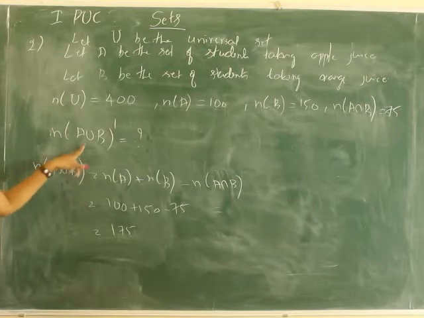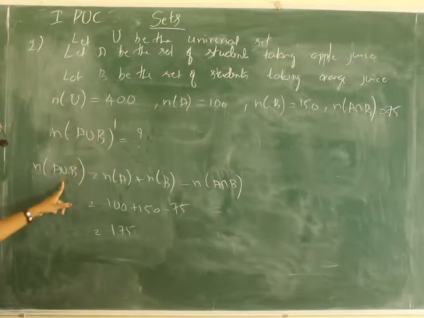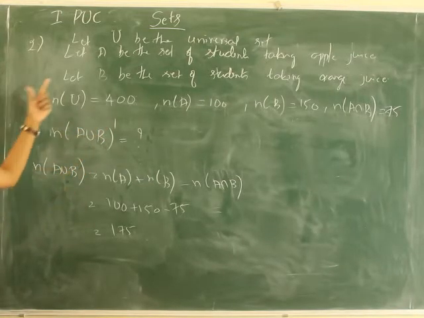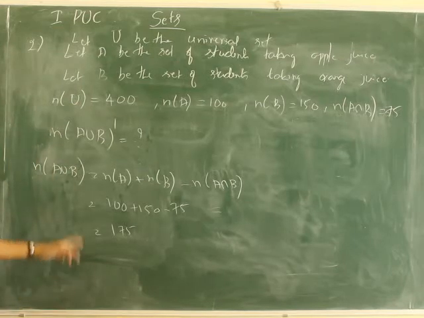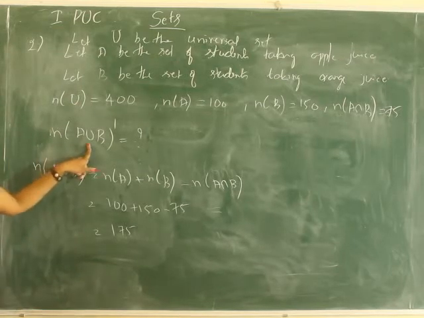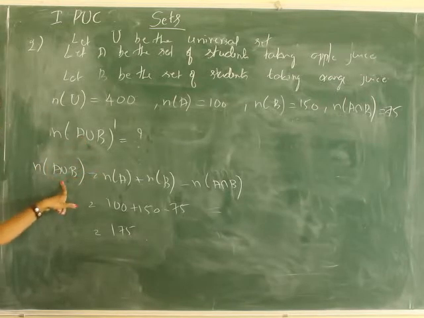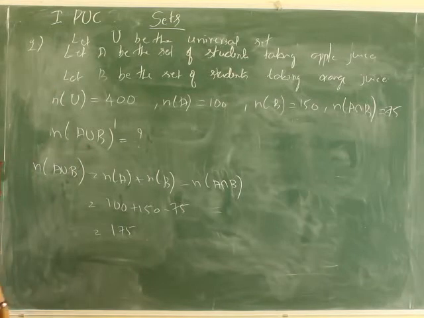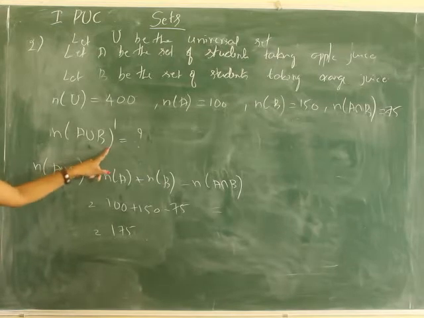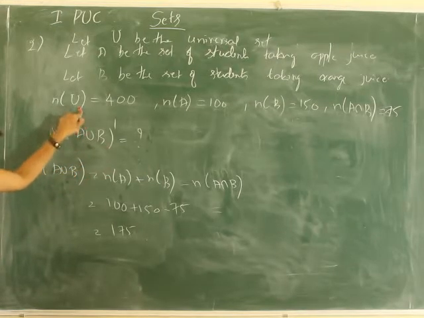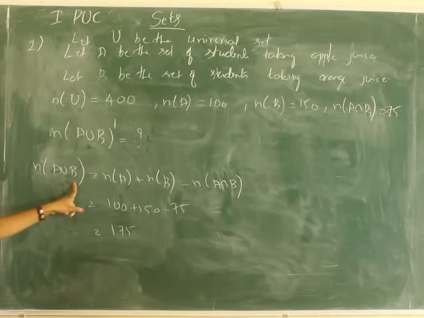We have to calculate their complement, meaning they are not in the union but they are in the universal set, correct? We have to calculate (A union B) complement, meaning elements not in the union but in the universal set. We know the definition of a complement: elements which belong to the universal set but do not belong to the given set A. That is called the complement. So complement elements means the elements in the universal set but not in the union.